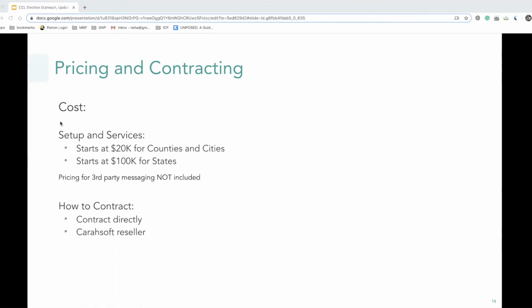And to contract with us, you can contract with us directly. We work very flexibly with all procurement systems. We exclusively work with service providers and governments, so we have a lot of experience working with your procurement staff, and we're very flexible. Or you can contract with us through resellers such as Carahsoft.